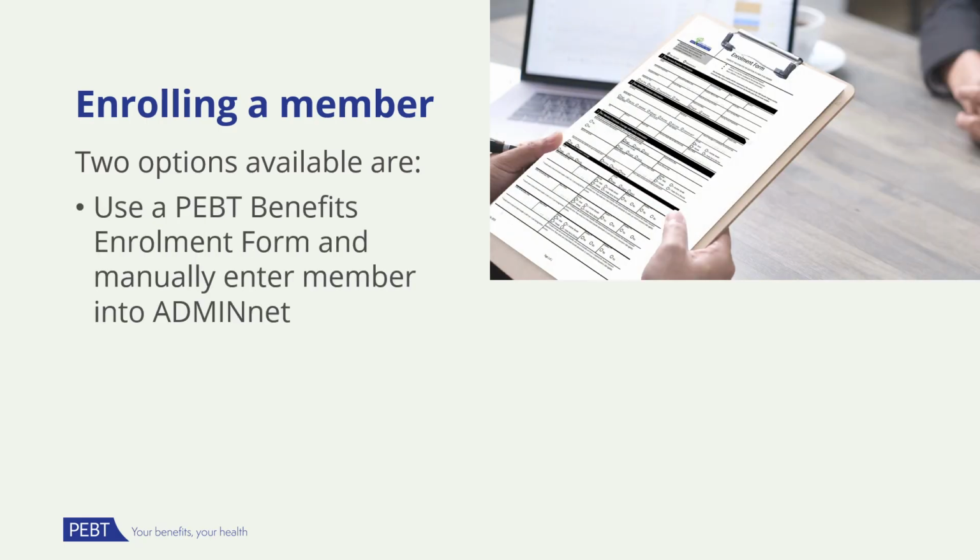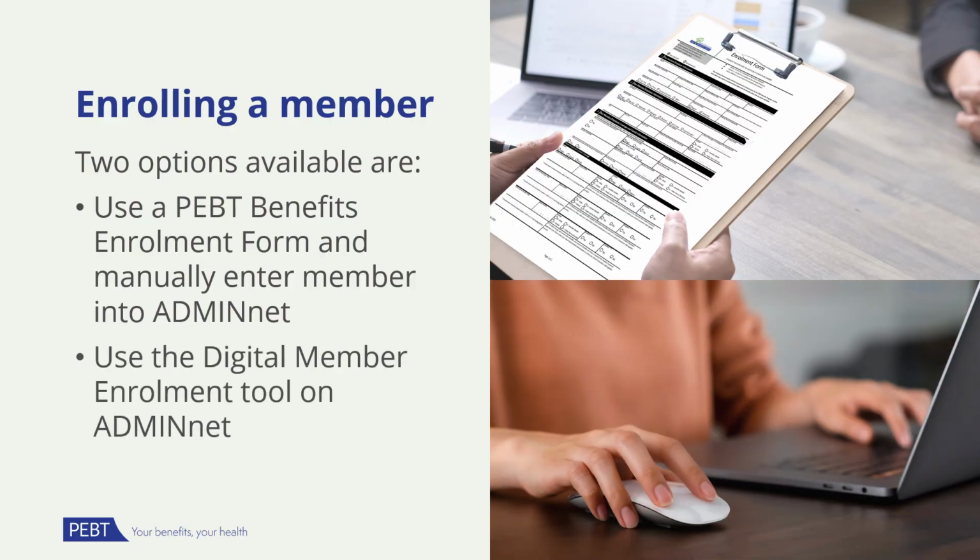First, you must determine what option you will use to enroll members. 2 options available are the traditional method, where the employee completes the paper or electronic copy of the PEBT enrollment form and you manually input their information into AdminNet, or use the digital member enrollment tool available through AdminNet. We will review each of these options.